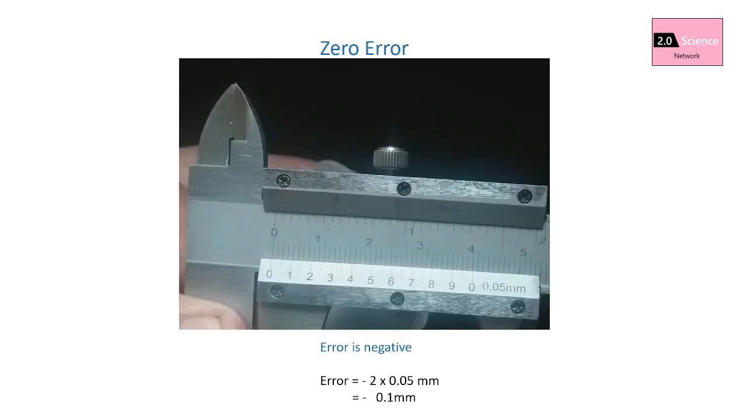When the moving and stationary jaws touch, you can see the Vernier number 9 mark is touching a main scale value. Vernier 0 is to the left of main scale 0. So this is negative zero error. When we solve a negative zero error question, we must read the touching value from the right side. This is 0, this is 1, and this is 2.